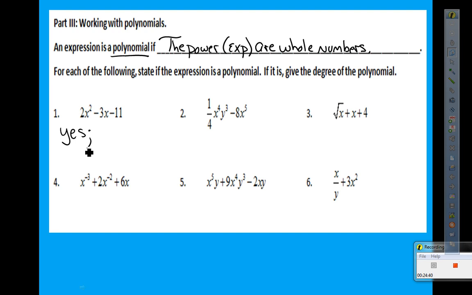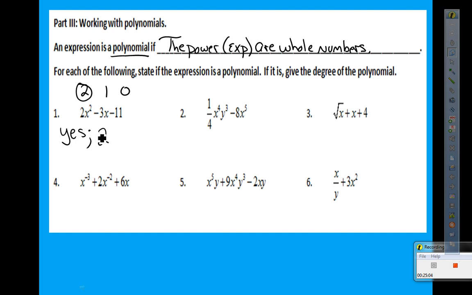So in this number 1, it is a polynomial and it's a degree 2 because this term has a degree of 2, this has a degree of 1, technically this has a degree of 0. 2 is the biggest number out of all those, so it's a second degree polynomial.